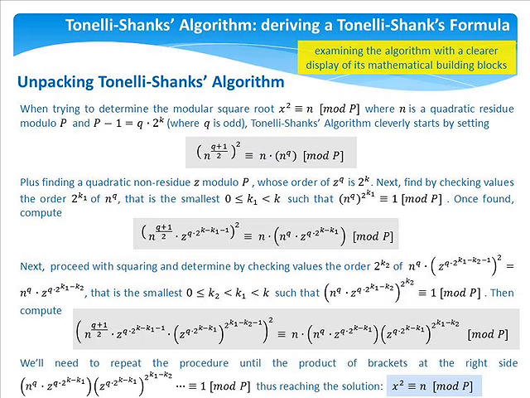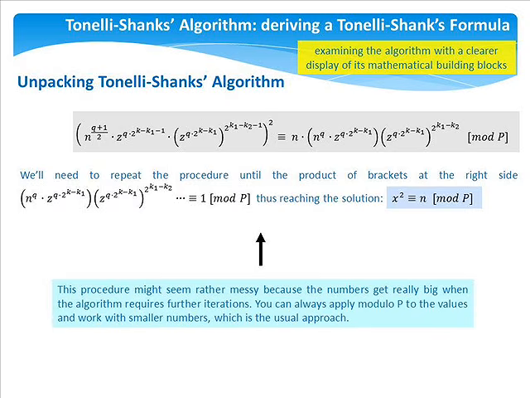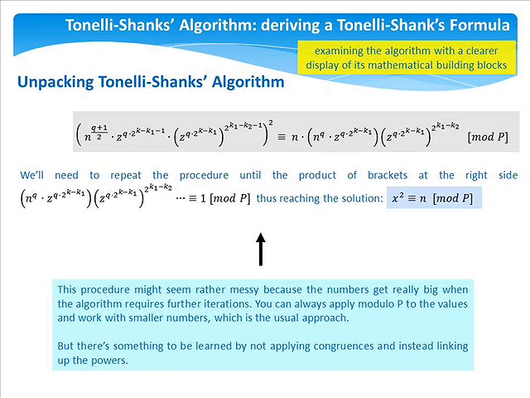We'll need to repeat the procedure until the product of brackets at the right side are congruent to 1 modulo p, thus reaching the solution. This procedure might seem rather messy because the numbers get really big when the algorithm requires further iteration. You can always apply modulo p to the values and work with smaller numbers, which is the usual approach, by the way. But there's something to be learned by not applying congruences and instead linking up the powers.